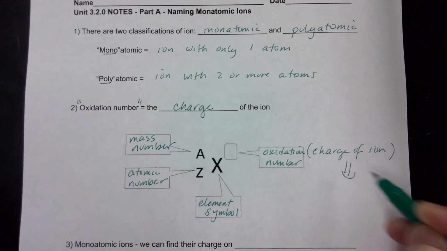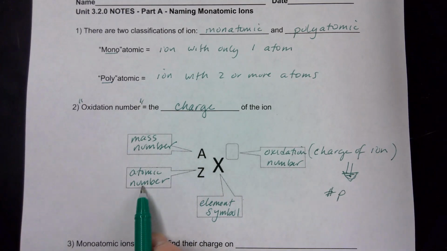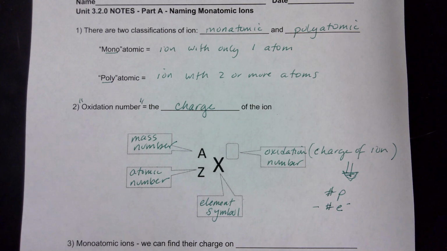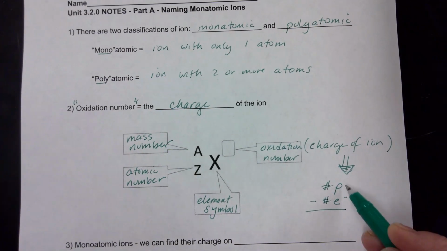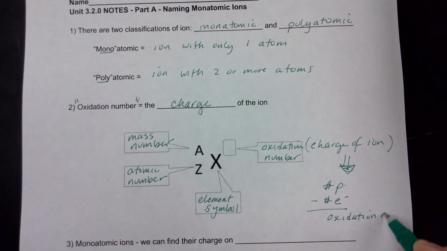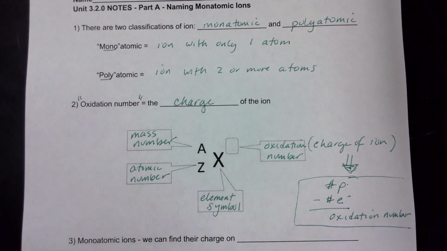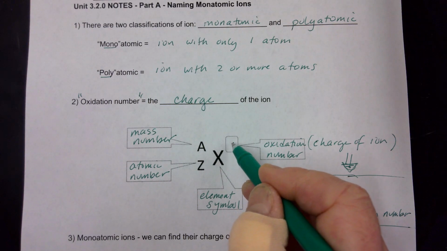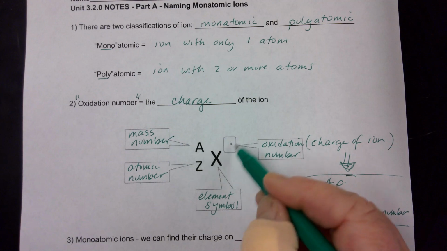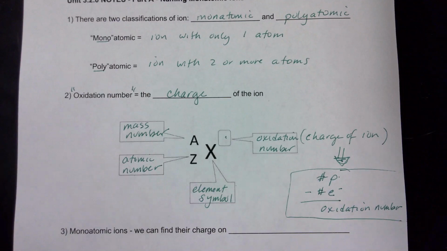The charge of the ion can be determined if you take the number of protons, which of course is the atomic number, and you subtract the number of electrons that a particular atom has. If you take the protons and subtract the number of electrons, that will give you the oxidation number. Protons minus electrons will give you the oxidation number. So this is where we would put that. It would be either a plus number or a negative number. If it ends up having a positive charge, we call it a cation. If it ends up having a negative charge, we call it an anion.